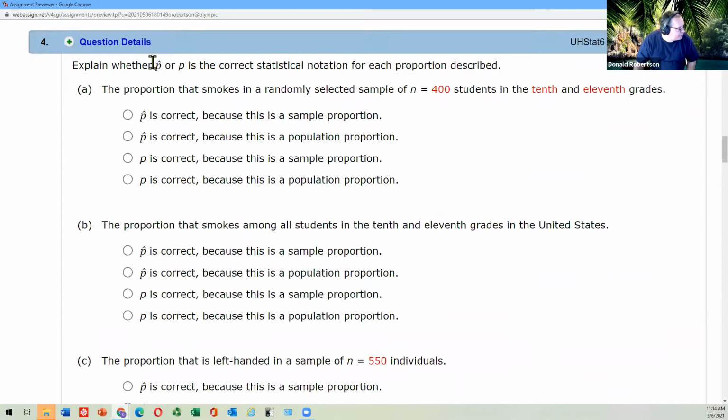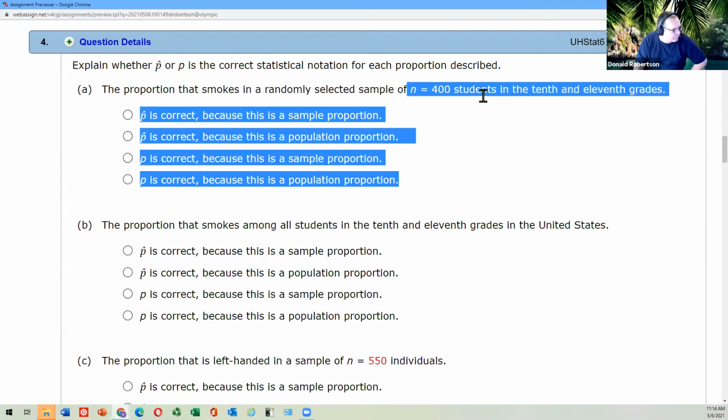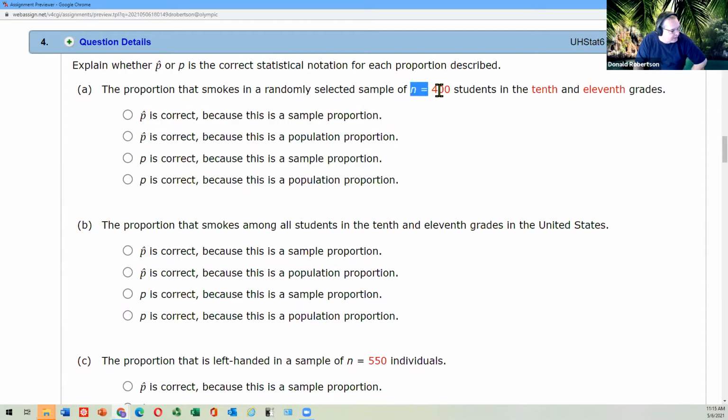Now, in this question, P hat or P, what is the correct label, right? The correct thing you should call this story. Now, remember, P is a population number, right? The information you got came from everybody, and a P hat came from a sample. So when you read the story, try and decide, is this everybody or is this just a sample? So the proportion that smokes in a randomly selected sample of 400 students. Would you agree that bit there pretty much decides the answer? Is it not a sample? And when it's a sample, don't you use P hat? And it's P hat because it's a sample.